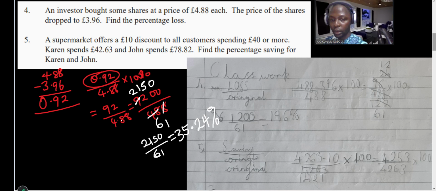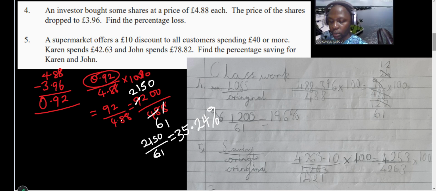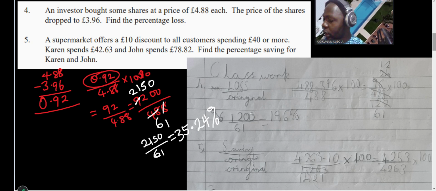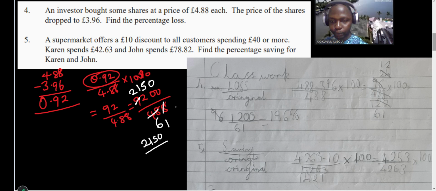How many 4 goes here? 12, right? 4 in 8, that's 2. So that's 1, 2, 2. How many 4 goes here?